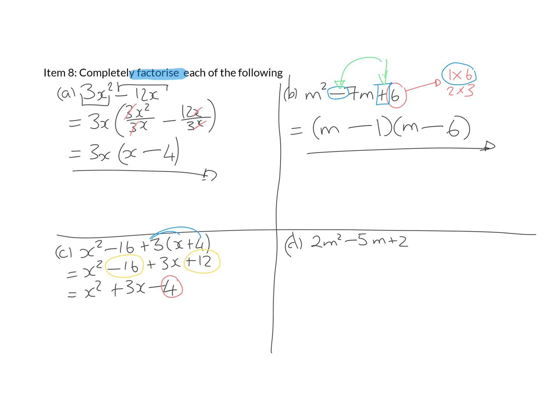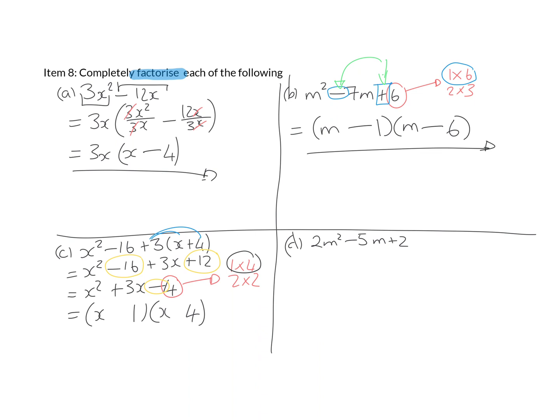There it is, 4. Factors of 4, 1 times 4, 2 times 2. Next to the 4 it says negative. So I want a difference of the middle term, which is 3. That will be 1 times 4. So I have a bracket with x and another one with x. One of them is 1, one of them is 4.